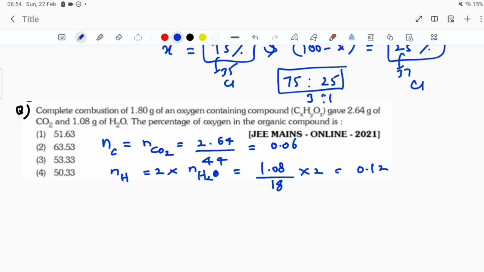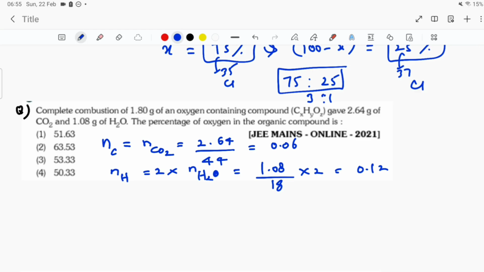So now what do we need to find in this case? The number of moles of oxygen, or you can say the mass of oxygen. See the information they gave here. They mentioned complete combustion of 1.80 grams of an oxygen containing compound gives 2.64 grams of CO2 and 1.08 grams of H2O. So observe it, everyone.